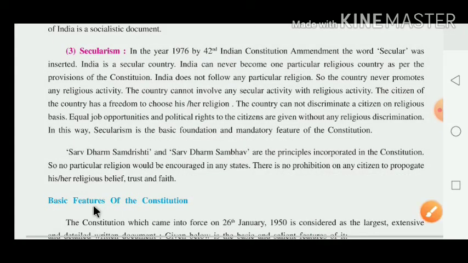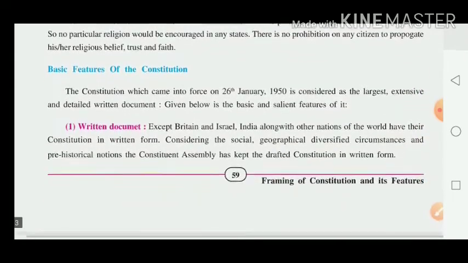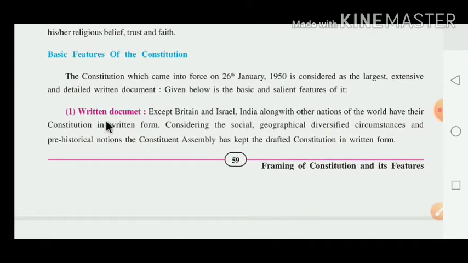Now, dear children, we will talk about the basic features of our Constitution, the basic features of the Indian Constitution. The Constitution, which came into force on 26 January 1950, is considered the largest, most extensive and detailed written document.